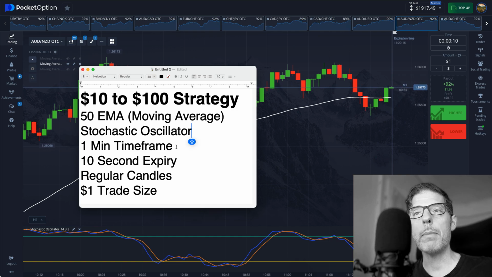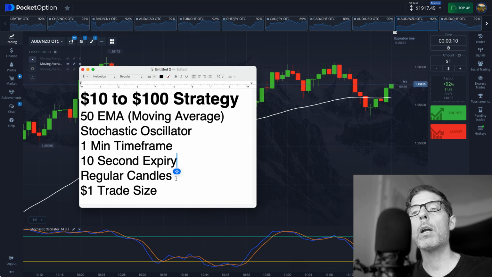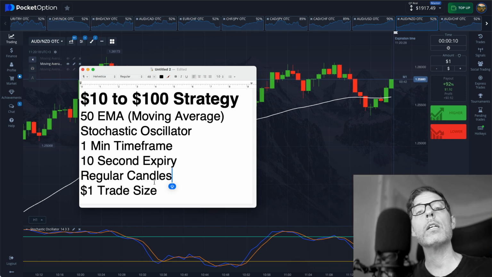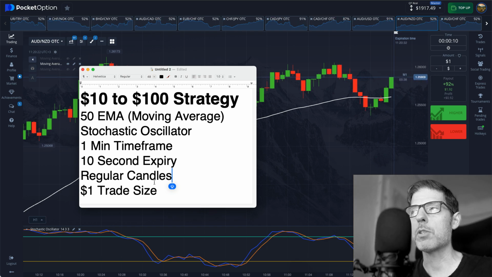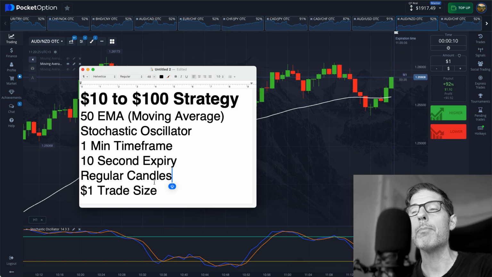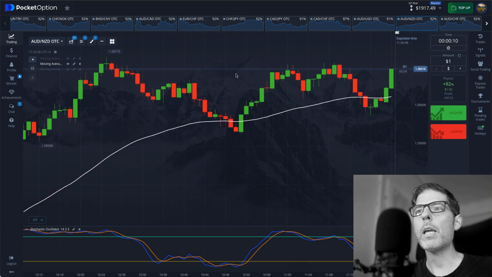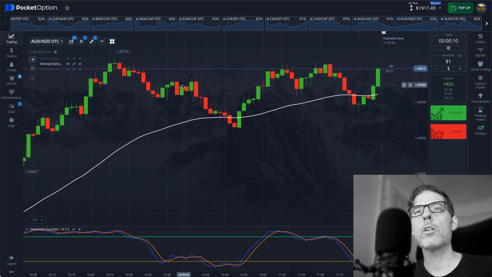You're going to want to use a 1-minute time frame with a 10-second expiry. And you're going to want to use regular candles and also a $1 trade size. Okay. Now, if you're doing this for the very first time, you're going to want to use the demo account. So don't use the real account like I'm doing. If you've never tried this before, please practice on demo before going to real money.